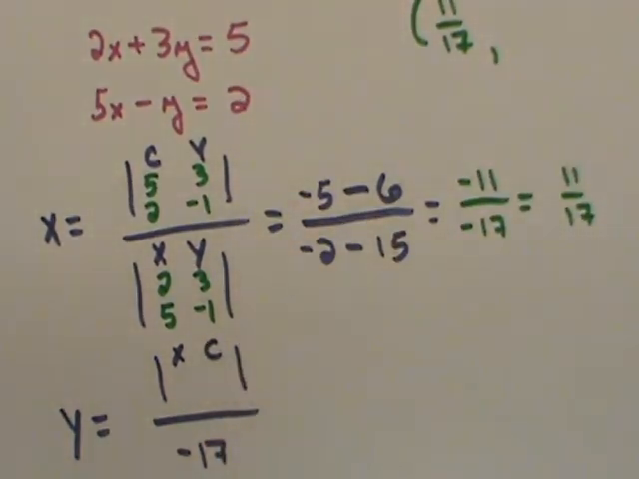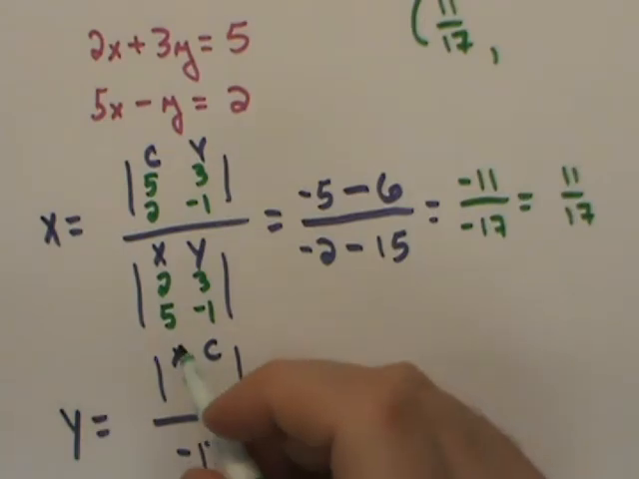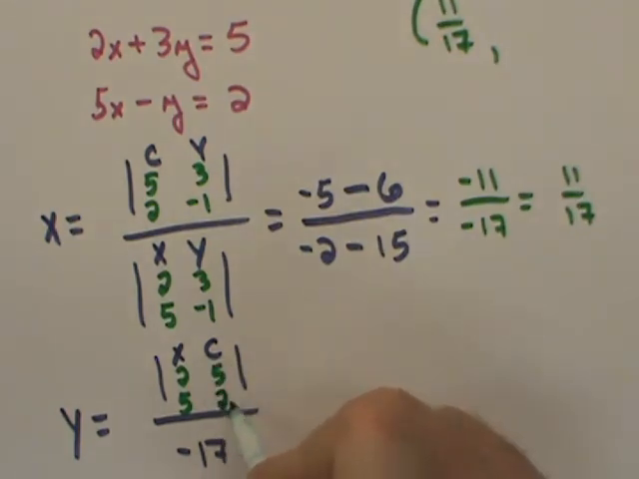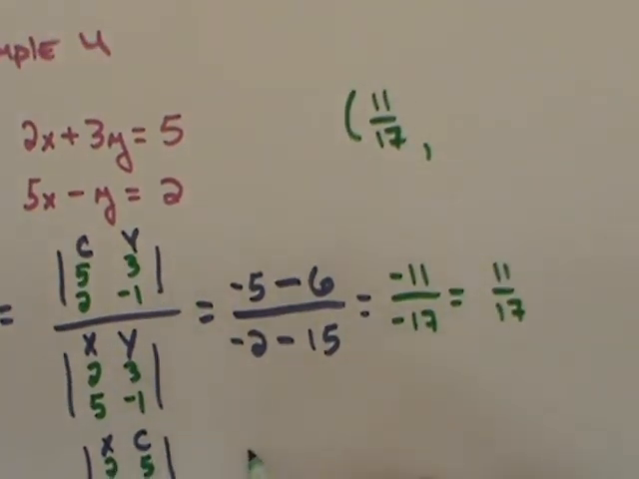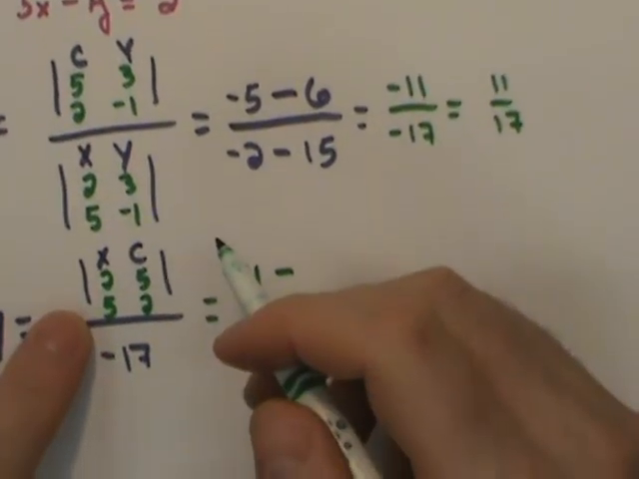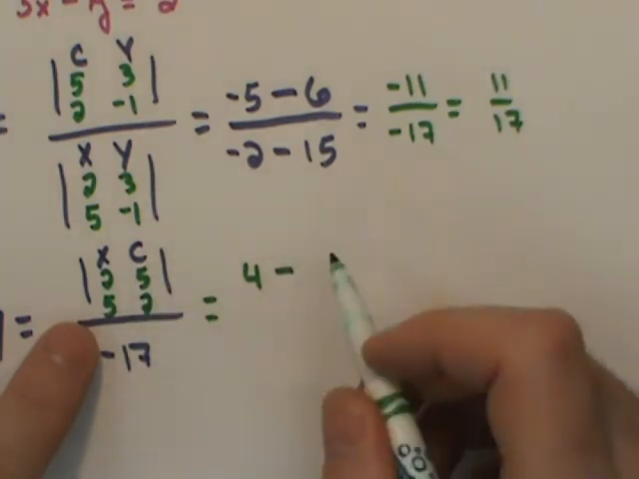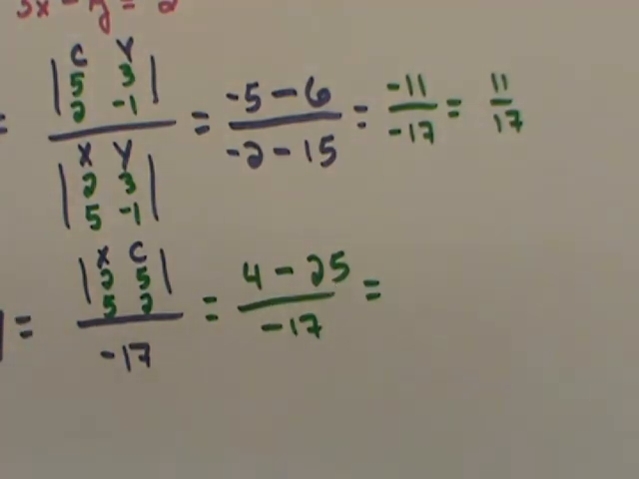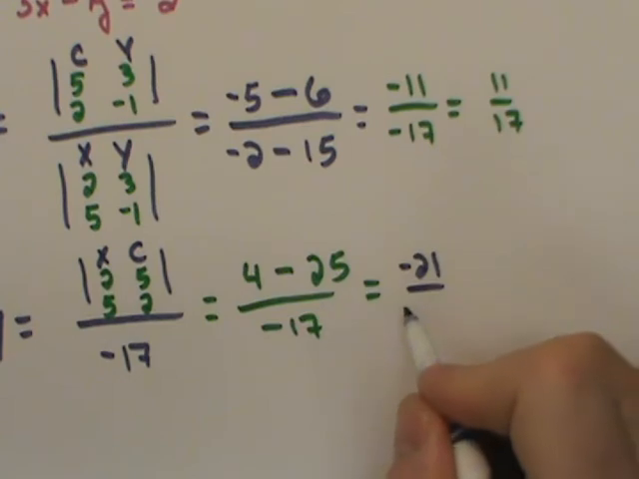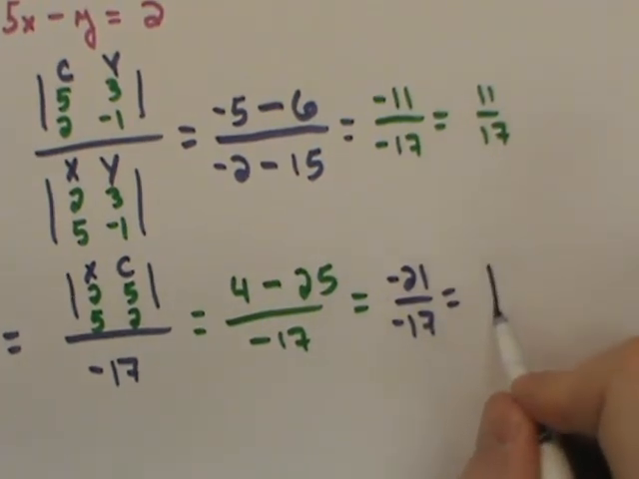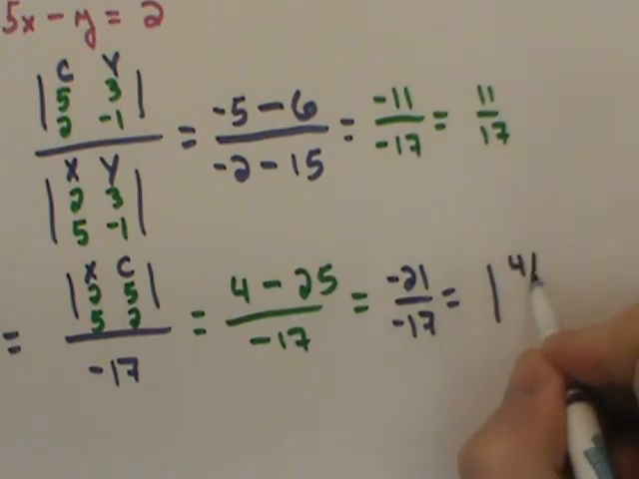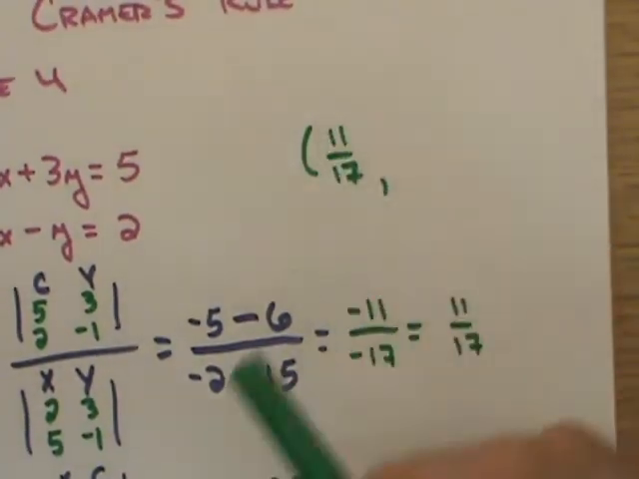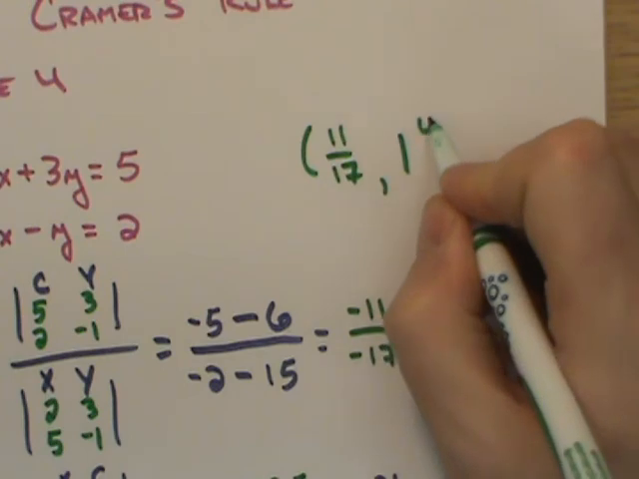And so I'll go xc. I simply plug those numbers in there. The x column is 2, 5. The c column is 5, 2. Now I go 2 times 2 is 4, minus 5 times 5 is 25. 4 take away 25 is negative 21 over negative 17, which would be positive 1 and 4/17. And so I can come up here. My solution is going to be x first, 11/17, and then 1 and 4/17.